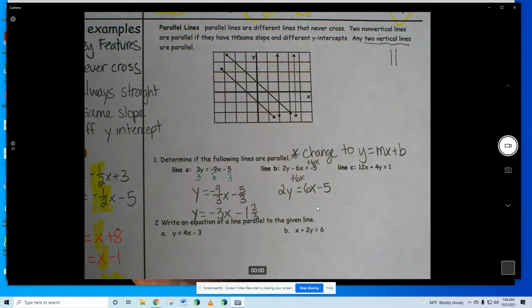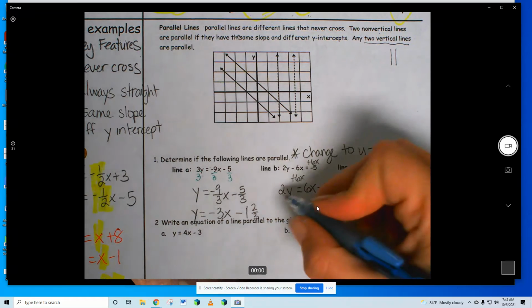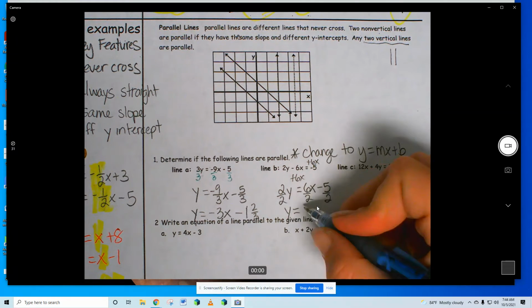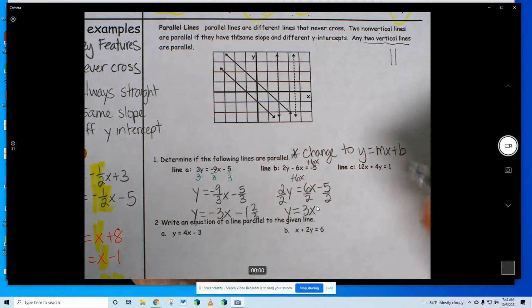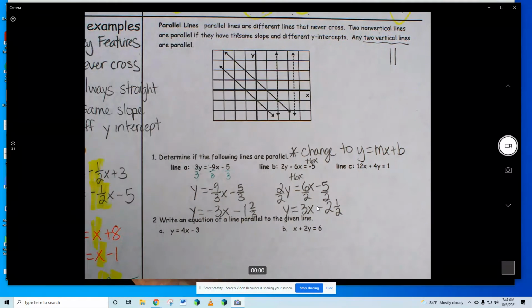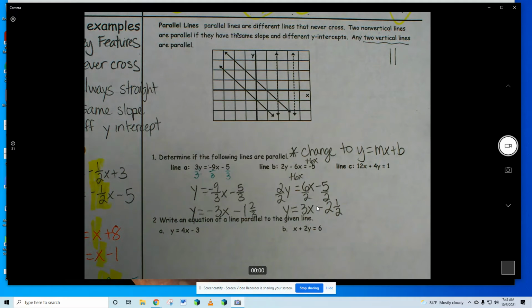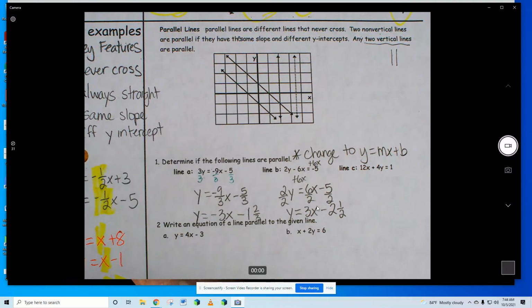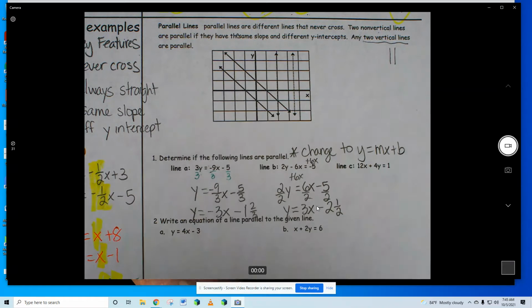All right. Someone else, what do I do? Divide 2 by everything. Yes, yes, yes. Final answer, King. What is it? Minus 2.5. Thank you for changing it. Okay. Line C. 12x plus 4y equals 1. Do that at your group. Go ahead.